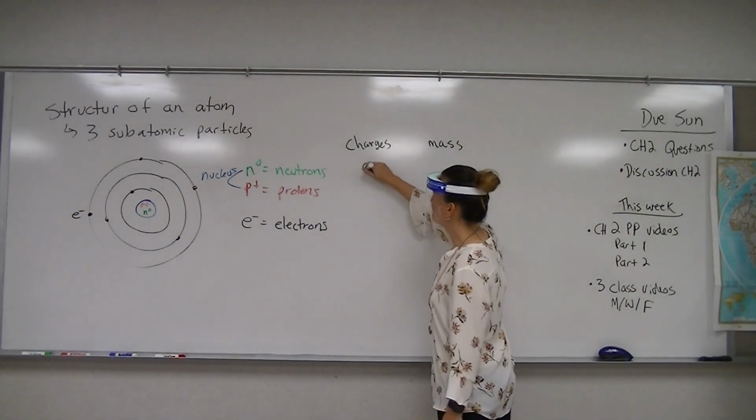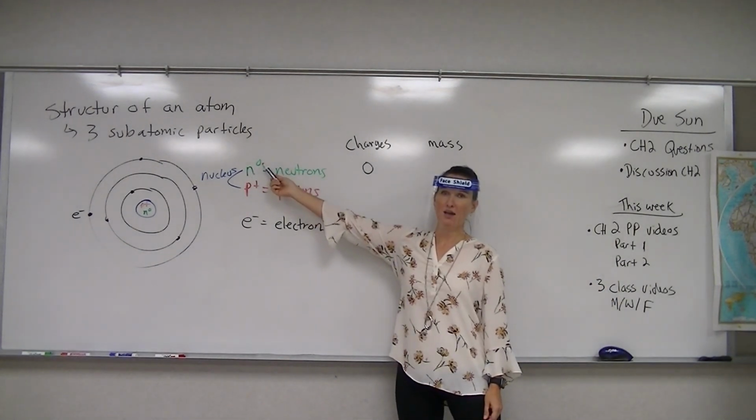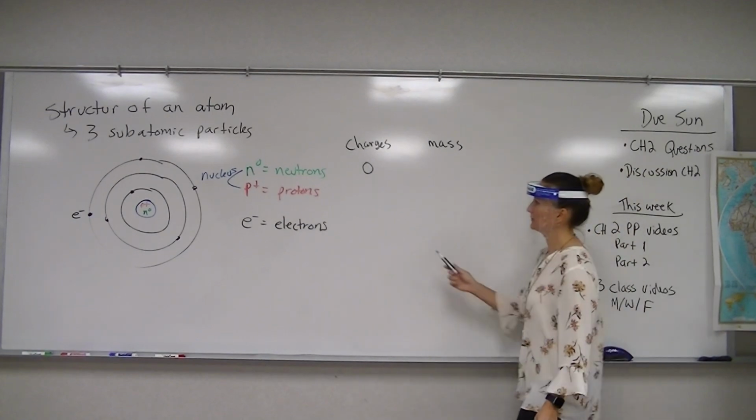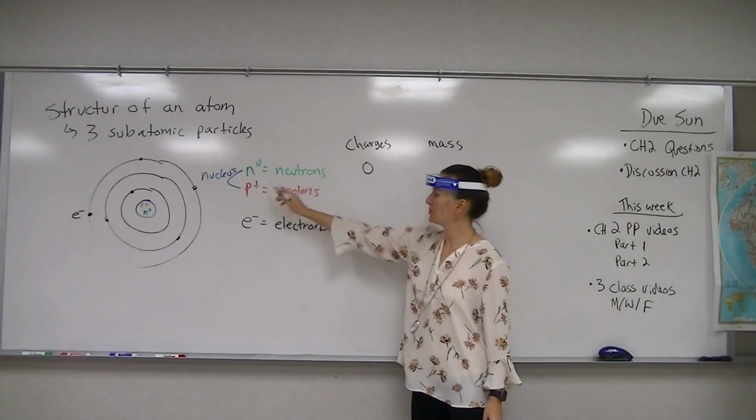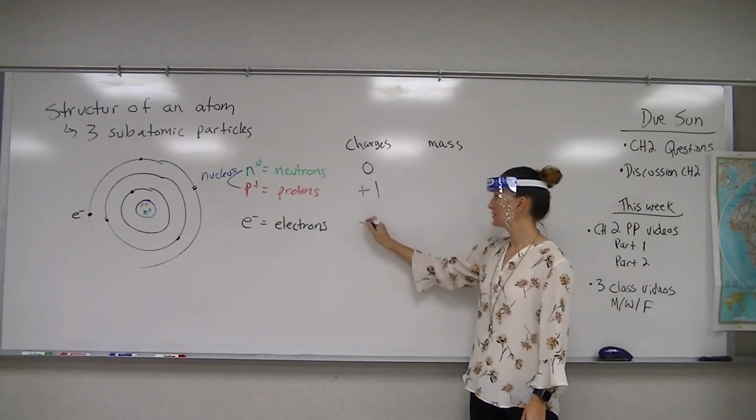So neutrons are neutral. So that means they have a 0 charge. That's why they're represented by this N sub-0. I guess it's not sub-0. But protons, notice they have a plus, so they have a +1 charge. Electrons, -1 charge.